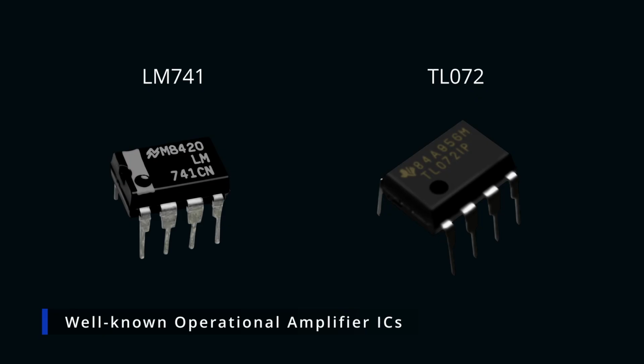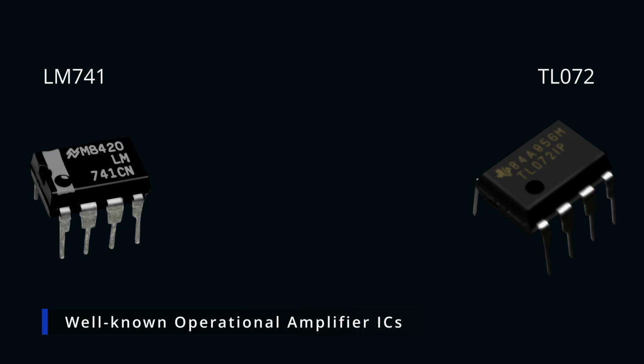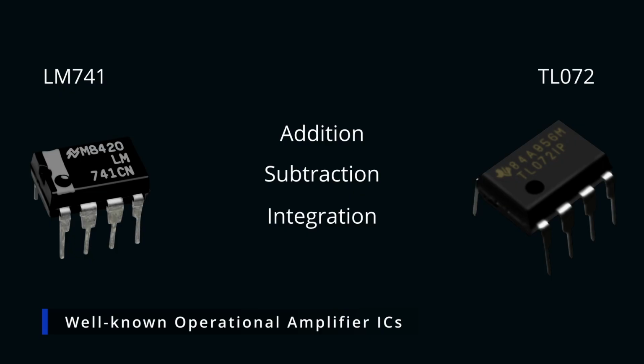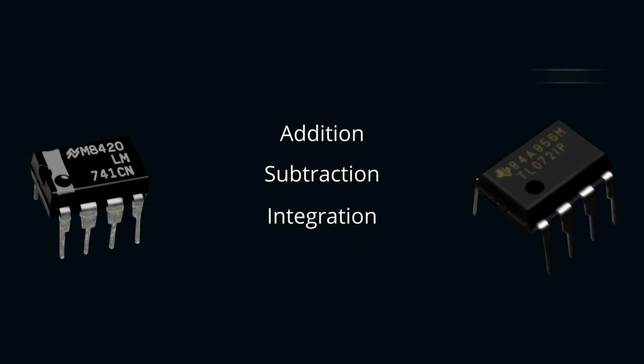The reason why it's called an operational amplifier is because it was widely used to perform mathematical operations, such as addition, subtraction, and integration, before the advent of digital components. And the name stuck. In today's video, we will focus only on the amplification aspect of the operational amplifier.